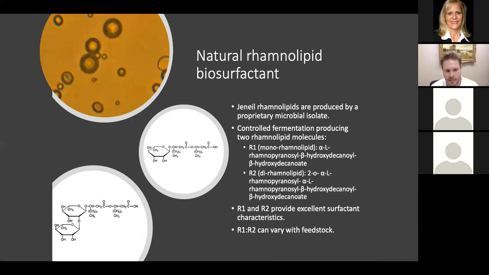Janelle's natural rhamnolipid biosurfactants are produced using a proprietary microbial isolate and a controlled fermentation. The resulting product of this fermentation is an amphiphilic rhamnolipid mixture comprised of mono and dirhamnolipids. Rhamnolipids are a class of glycolipids with a rhamnose moiety alpha linked to a fatty acid tail group. Monorhamnolipids contain one rhamnose moiety and dirhamnolipids contain two. The fatty acid tail length and ratio of mono to dirhamnolipid can vary depending upon the fermentation process. Changes in the ratio and tail length can affect the surfactant properties of the product.